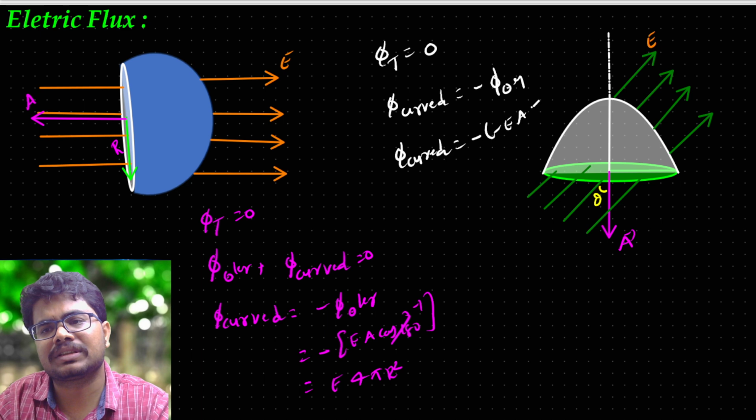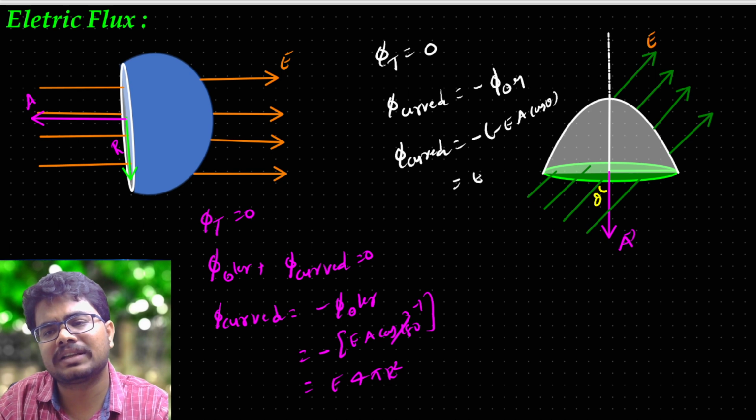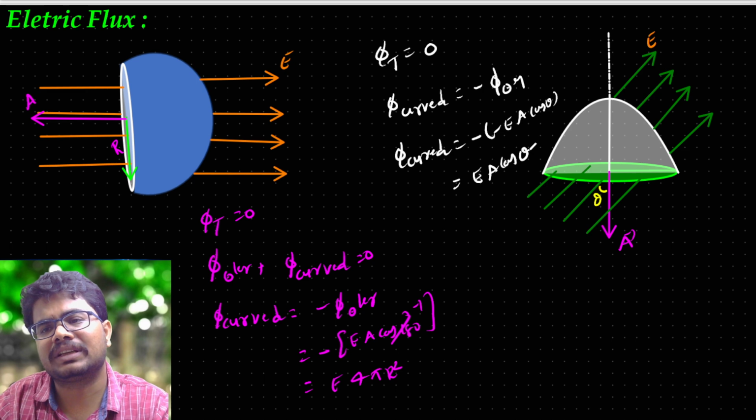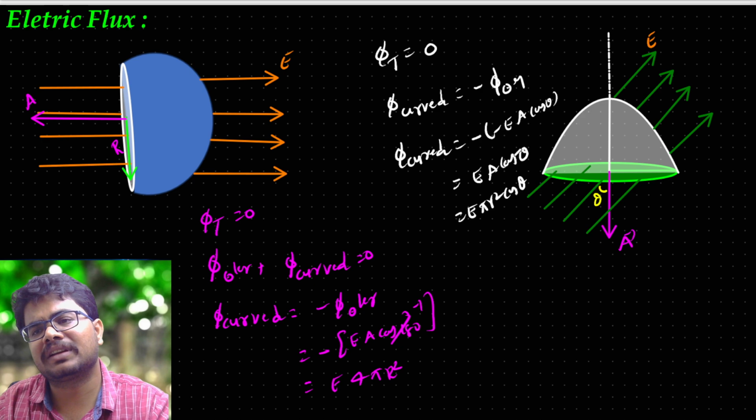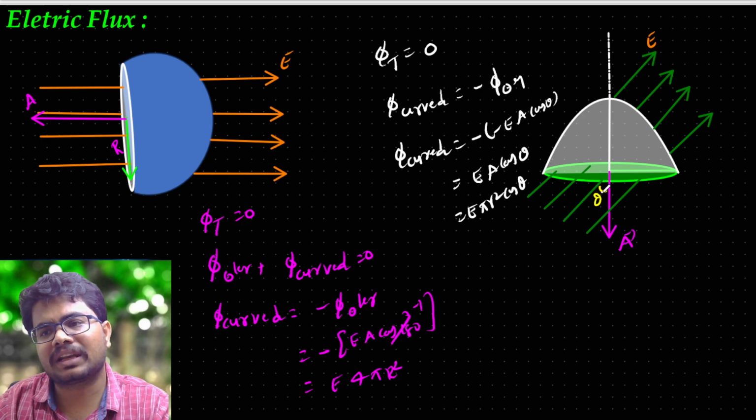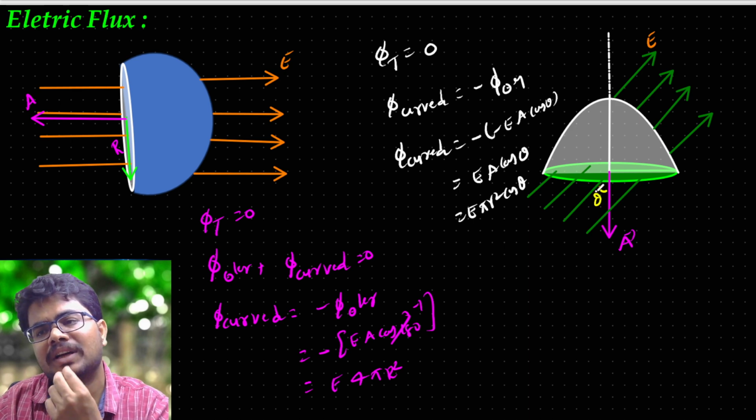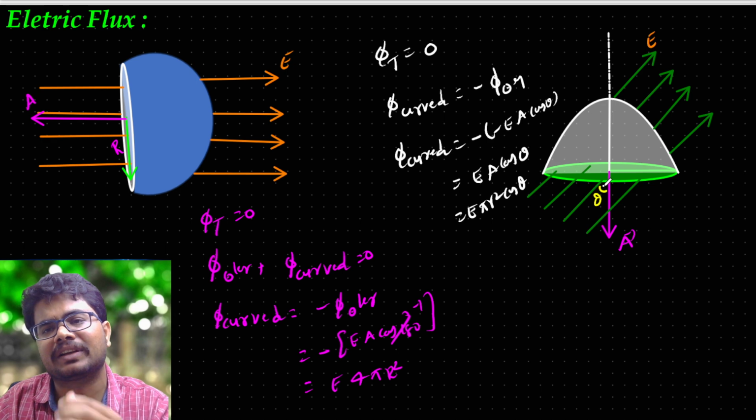I know that students will again ask why the minus sign. Think why I wrote the minus sign inside the bracket. EA cos theta we got, and flux through curved surface, otherwise E into pi r square cos theta we can write. Why did we write minus here? Here the electric field is in one direction, the area vector is in another direction. Theta we got, which means theta is the opposite direction to the area vector. That's why you choose minus theta and solve the problem.